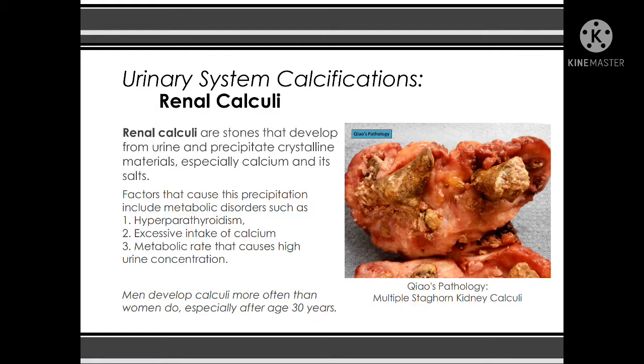And now let's proceed with the continuation for this recorded lecture. For urinary system calcifications, we have renal calculi. These are the stones that develop from urine and precipitate crystalline materials, especially calcium and its salts. So the factors that cause this precipitation are hyperparathyroidism, excessive intake of calcium, and metabolic rate that causes high urine concentration. So this is developed more often by men than women, especially those who are 30 years old and above.